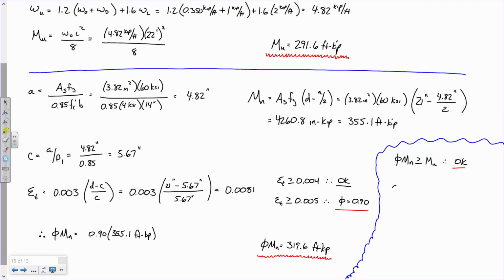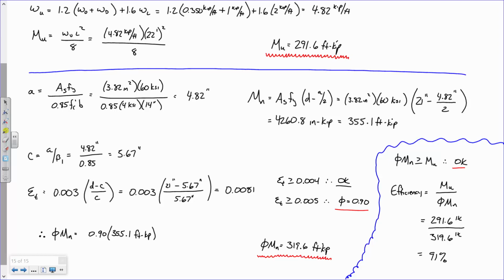To calculate the efficiency, what we do is this. I know we're getting close to ending, but this will be a perfect place to end. We're taking Mu and dividing it by phi Mn. So that's 291.6 foot kips divided by 319.6 foot kips. What does that come out to be? 0.91. Is that what you said? I got a second on that? So how about this? Would that be a 91%?